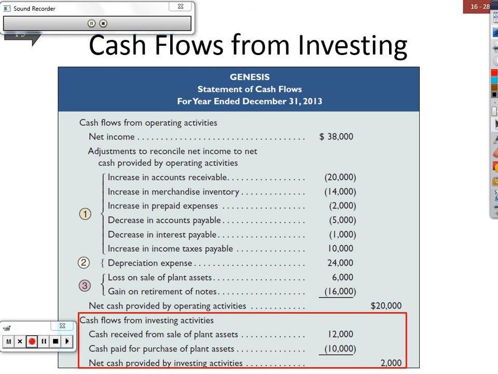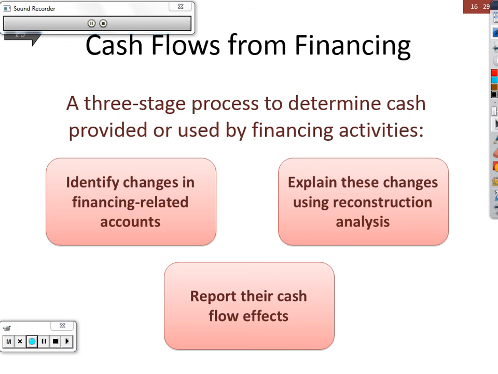So now on to the cash flow statement, the investing section. They received 12,000 for that asset, right? They paid 10,000 for some other asset. So that means net cash provided by investing activities, 10,000 subtracted from 12,000 gives us a balance of 2,000 for the cash flow statement. Financing is still another three-stage process, right? Identify what has happened, explain what has happened by reconstructing the statement itself or the balances, and then show that on the cash flow statement.